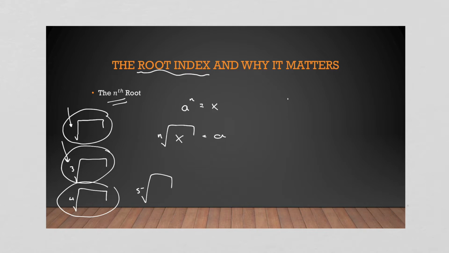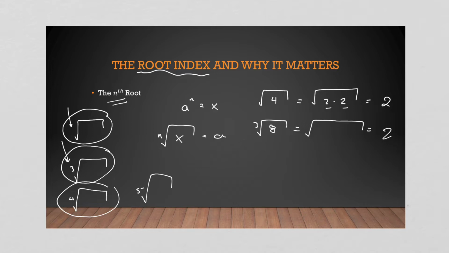we can take the square root of 4 because 4 is 2 times 2. So if you have 2 identical factors underneath a square root, that is the square root. The cube root of 8 is also 2 because now we have 2 times 2 times 2. So we have 3 identical factors.